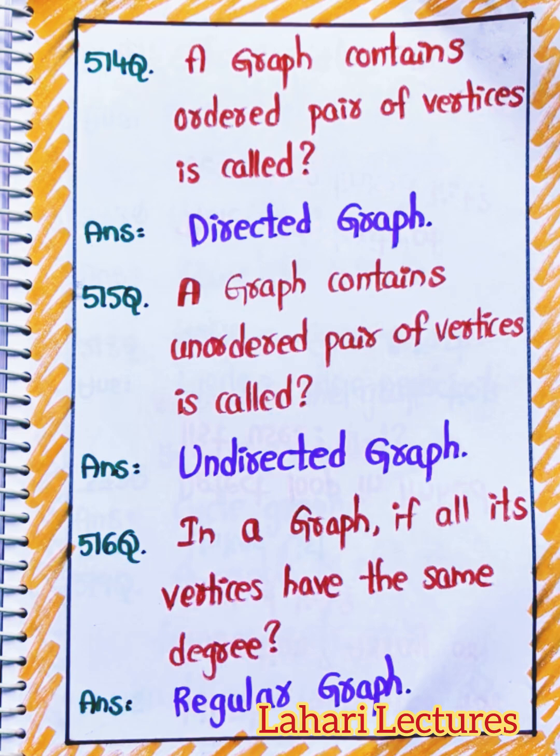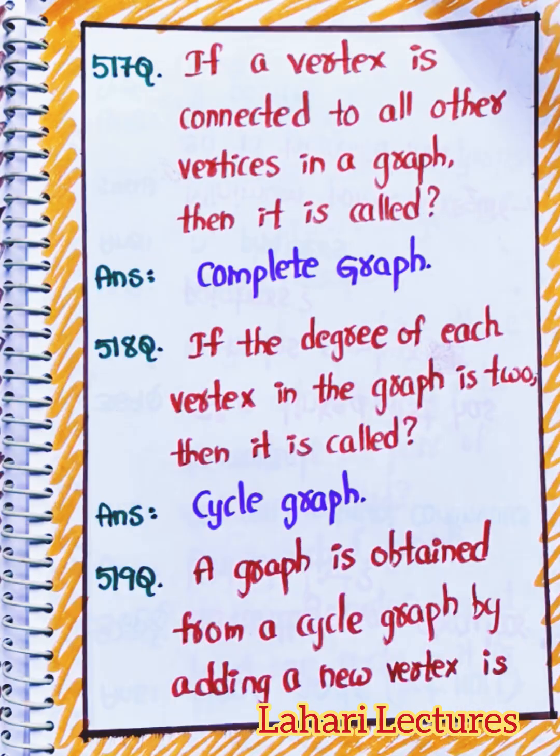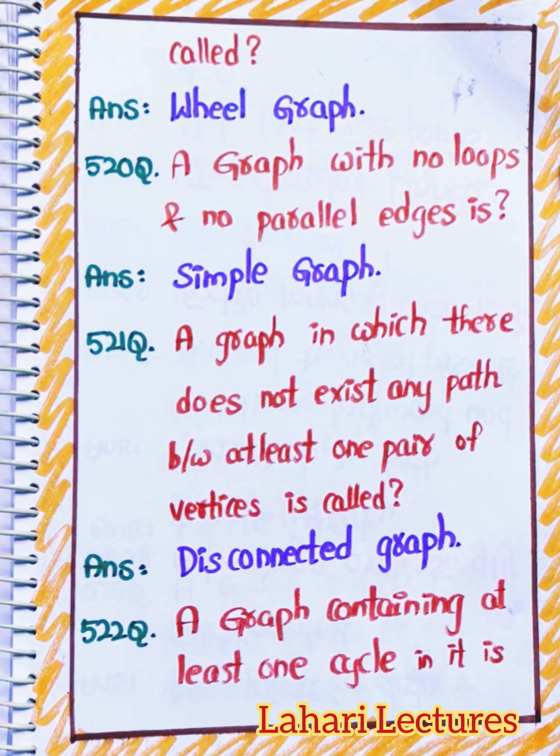In a graph, if all its vertices have the same degree, it is called regular graph. If a vertex is connected to all other vertices in a graph, then it is called complete graph. If the degree of each vertex in the graph is 2, then it is called cycle graph. A graph obtained from a cycle graph by adding a new vertex is wheel graph.